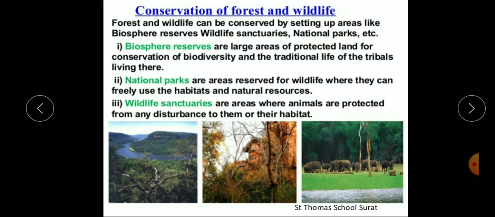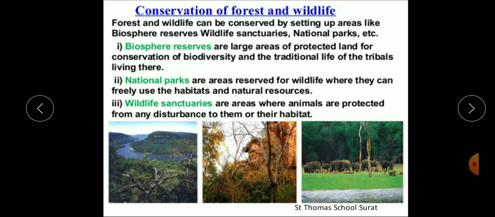So what is a biosphere reserve? Various protected areas have been established to protect the flora and fauna and their natural habitats. Understood? These protected areas are called sanctuaries, national parks and biosphere reserves. They were established under the Wildlife Protection Act.